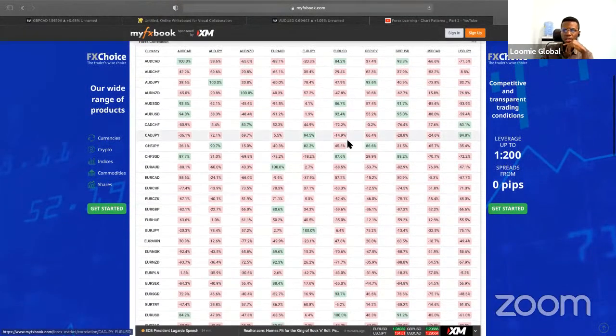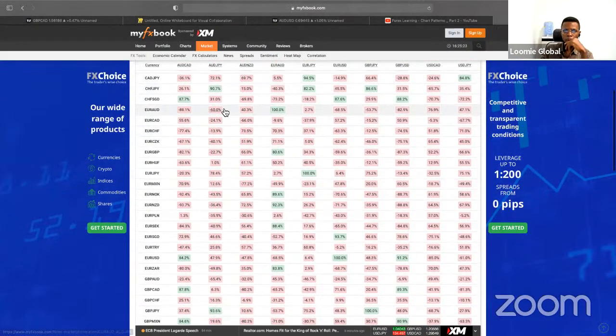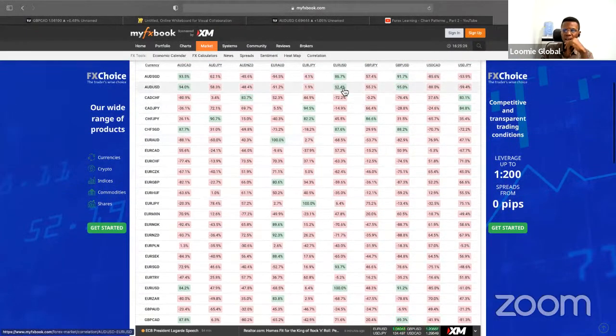So you can see that right here from the chart, we have Euro USD and AUD USD. See AUD USD, 92.4% correlation to Euro USD. It means these two pairs are strongly correlated. See AUD USD and GBP USD.